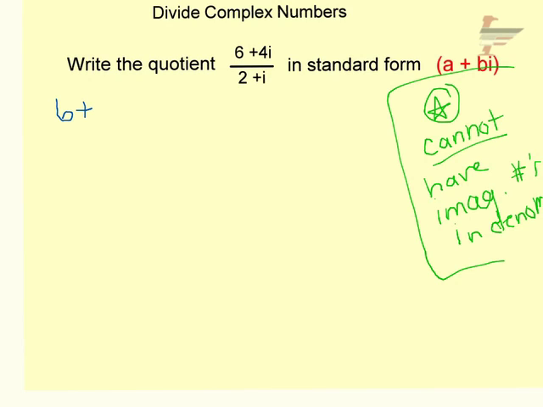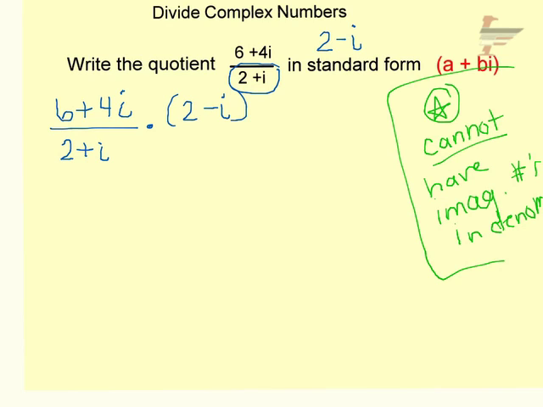So what you're going to do is take the original problem and multiply both the numerator and the denominator by the complex conjugate of the denominator. So 2 plus i, its conjugate is 2 minus i, right? Change the sign of the imaginary part. So I'm going to take the top times 2 minus i, numerator and denominator, times 2 minus i.